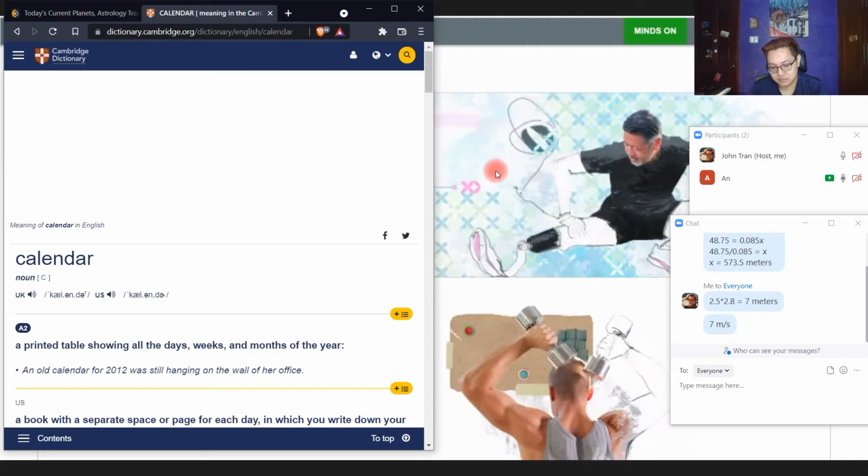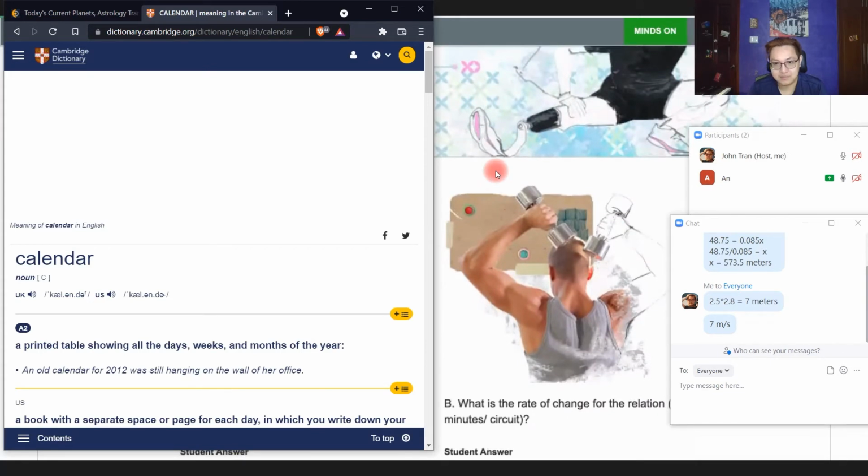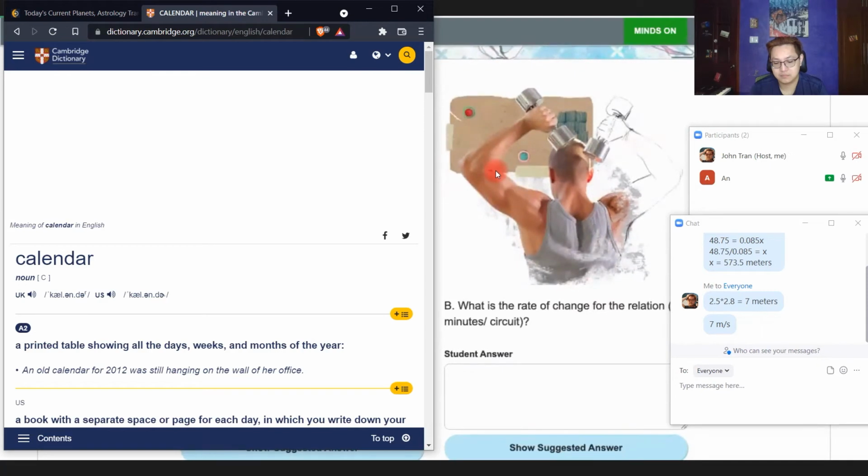Examine direct and partial variation. Let's warm up by reviewing rates, equations, and graphs. Suppose Carl is working out. He warms up for 15 minutes, then does circuit training, which takes 10 minutes per circuit. A. What is the initial value for the relation in minutes? B. What is the rate of change for the relation?